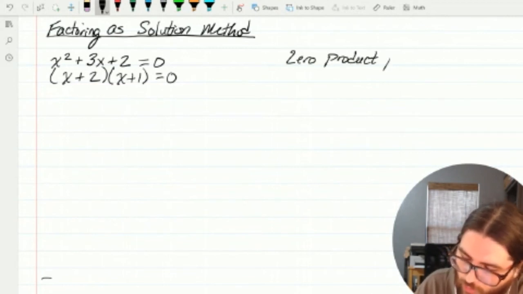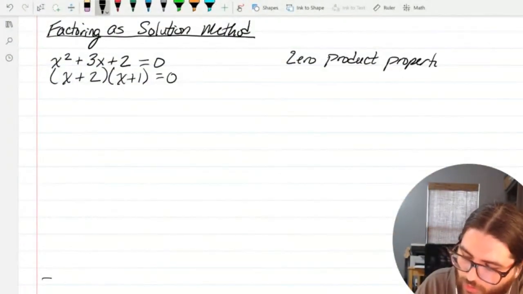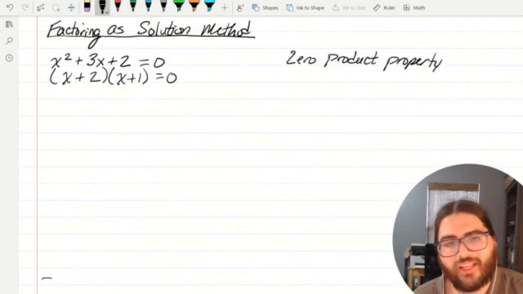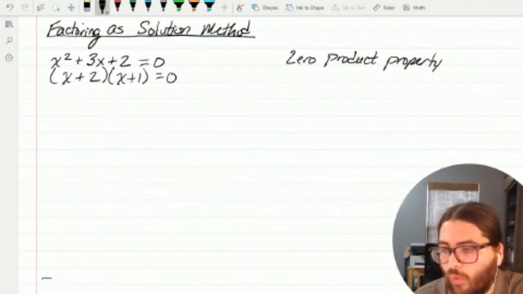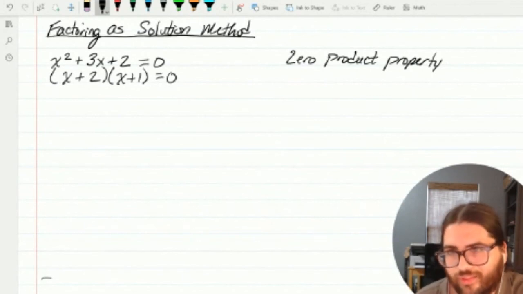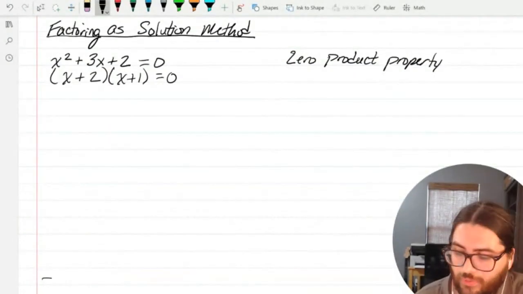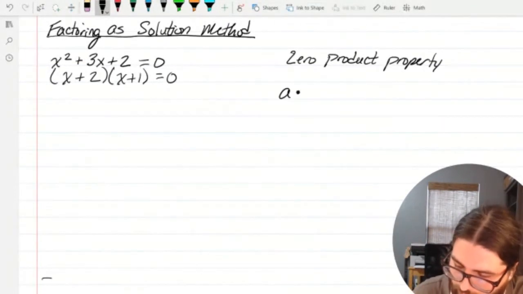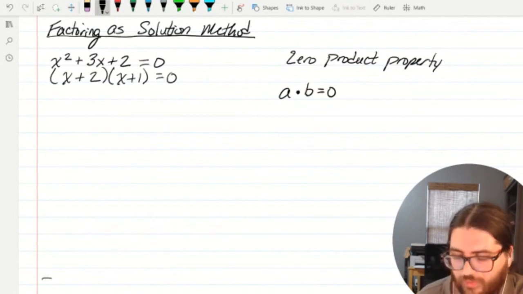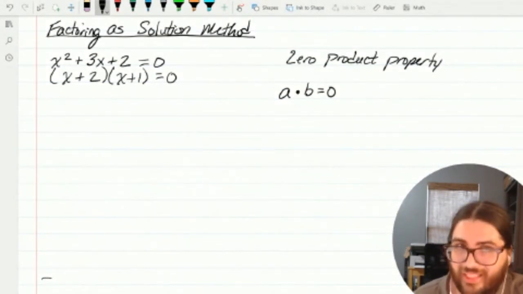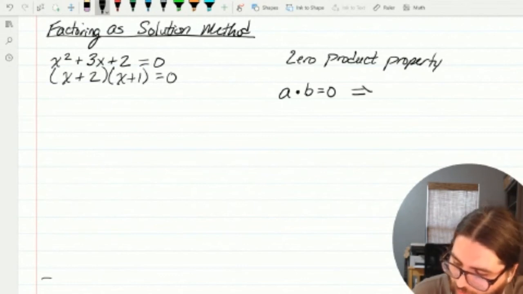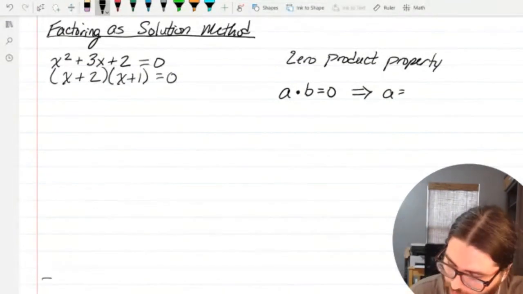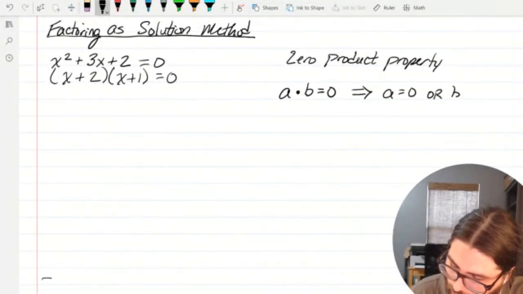You don't have to remember the math word for it, but I bet you already know what it means. The zero product property says that if two things multiply together and they equal zero, then one of them had to be zero to begin with. The only way to get zero out of a multiplication. I'm going to write that in math terms. So if two things multiply together to be zero, I'll show it as A times B. It can be anything. That means that, and this fancy arrow means it implies that A was zero or B was zero.